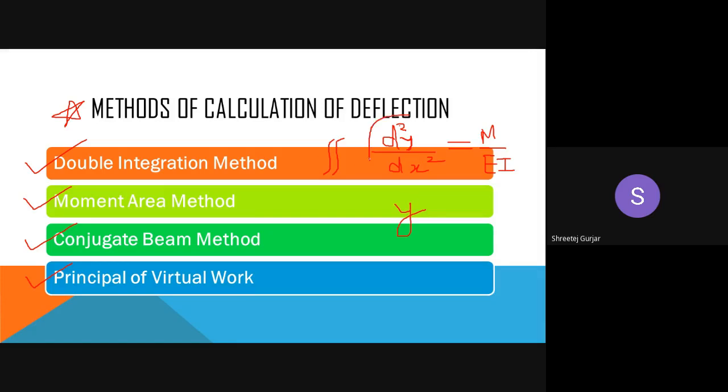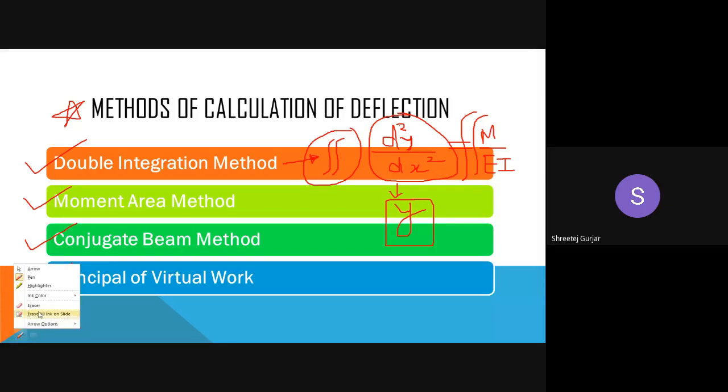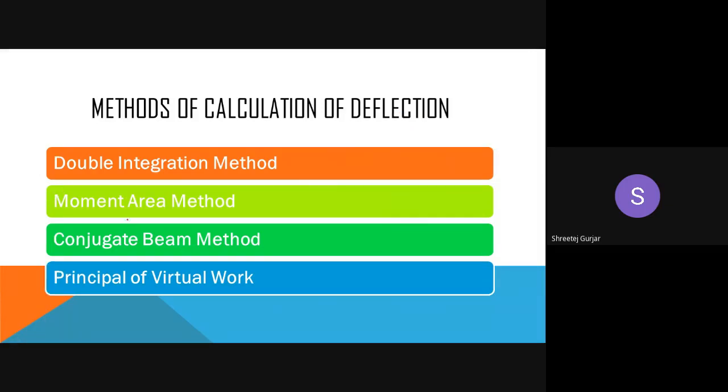So how do we convert this d squared y by dx squared to y? You do double integration. You integrate it twice, and if you integrate twice, you'll end up with y, that is nothing but the deflection. So this is the double integration method, where you integrate this term twice on both sides and end up with deflection, that is y. A brief idea I have given you regarding the double integration method.